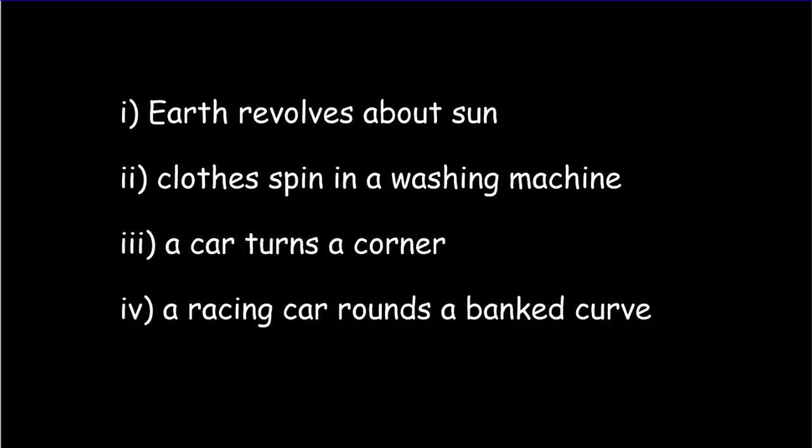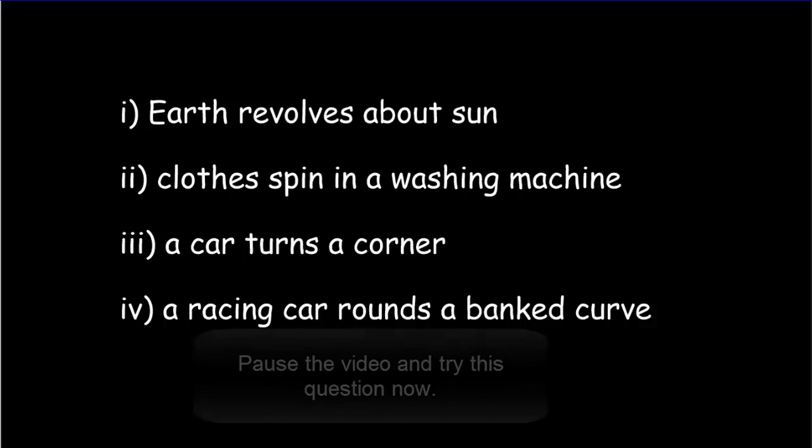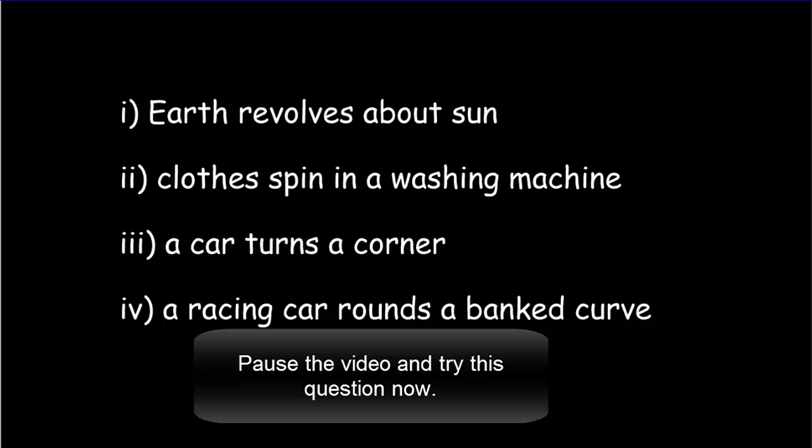So let's see how that works out. I've got four cases here. Earth revolving about the sun, clothes spinning in a washing machine, a car turning a corner, and a racing car rounding a banked curve. What I'd like you to do is identify the real forces that produce a resultant force which is perpendicular to the velocity for each case. So pause the video, try the questions, come back for the answers.